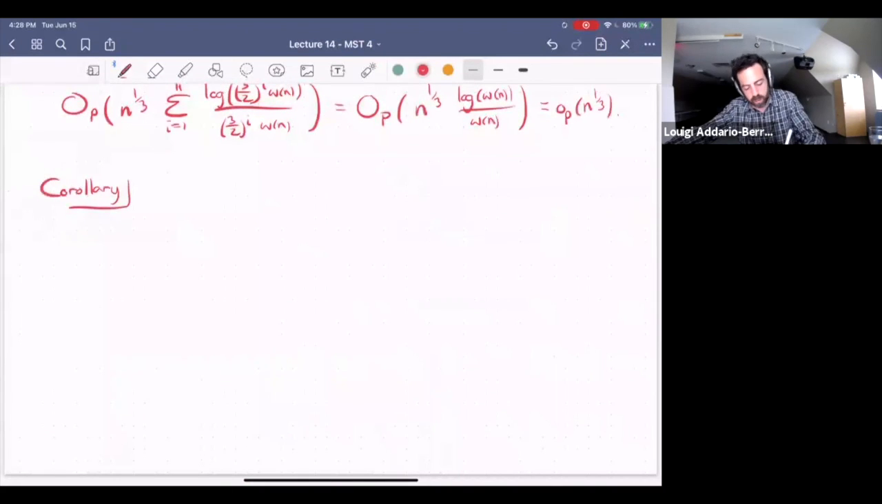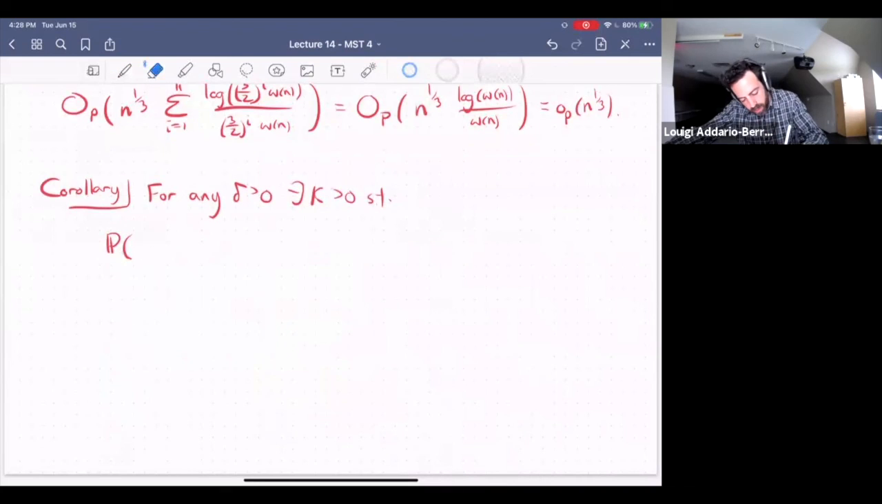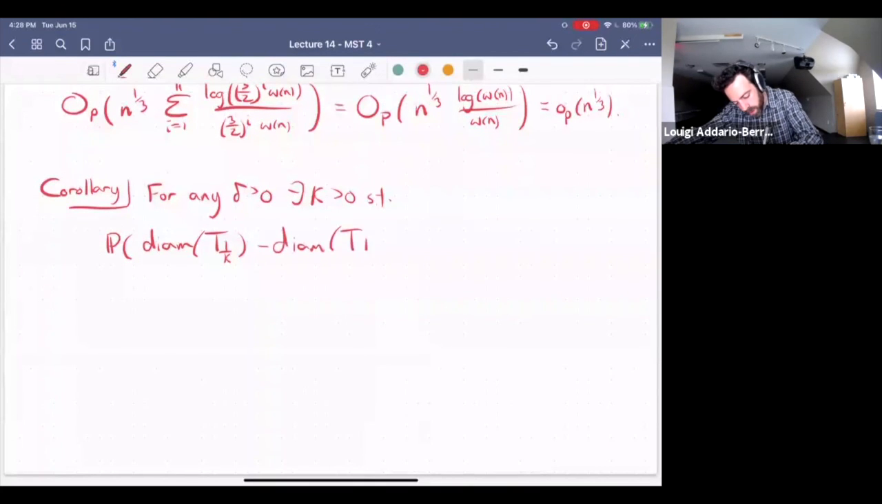So this implies that for any delta greater than 0, there's a k such that the probability that the diameter at time 1 over k differs from the diameter at time k over n to the third by more than delta n to the third is less than delta.